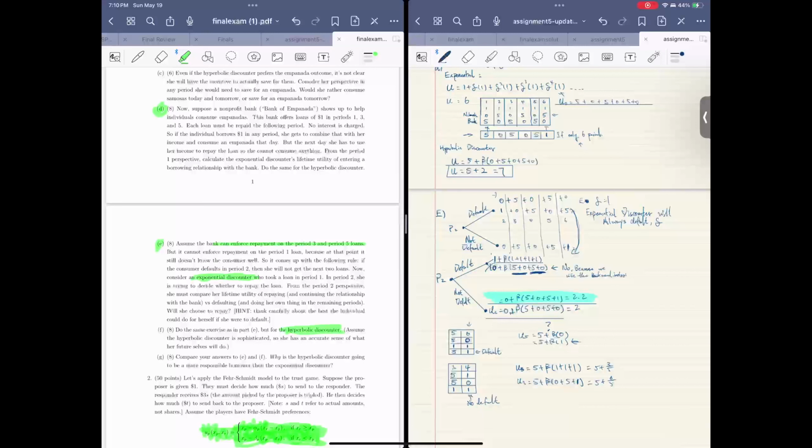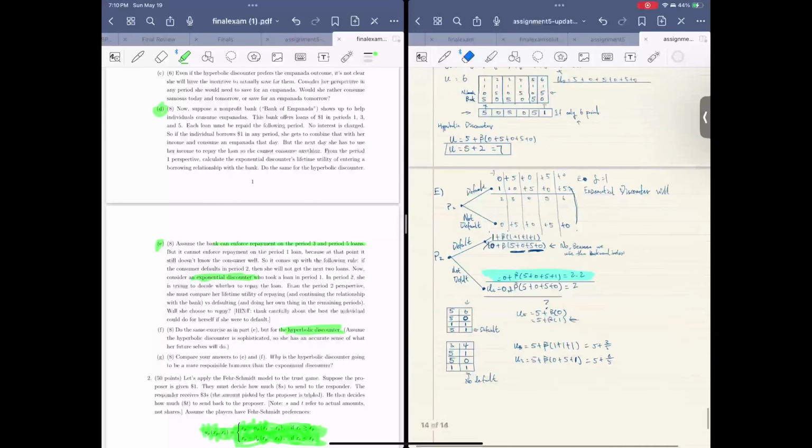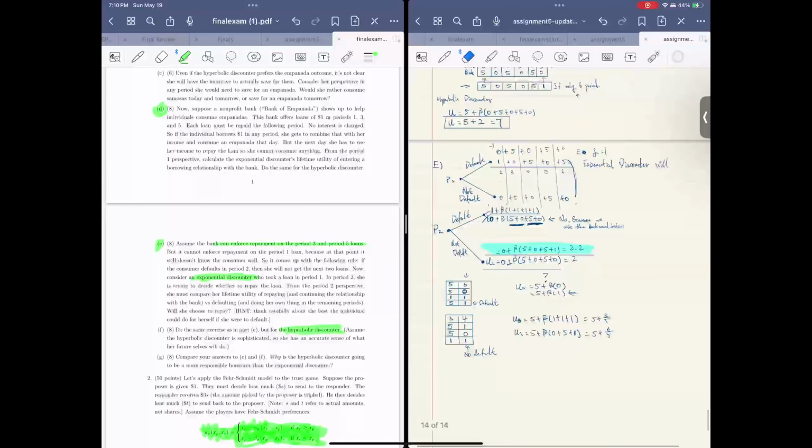So if the bank can enforce the payment, then the exponential discounter can't default in the last period because the bank can enforce repayment. So that will be 0. So yeah, exponential will still default, but in period 1. Sorry, I didn't read the question carefully enough. Okay, does that make sense for E?